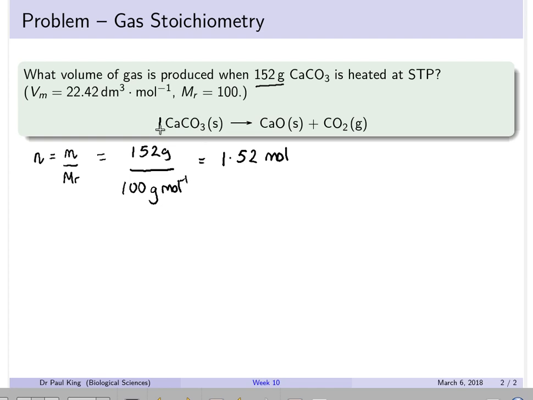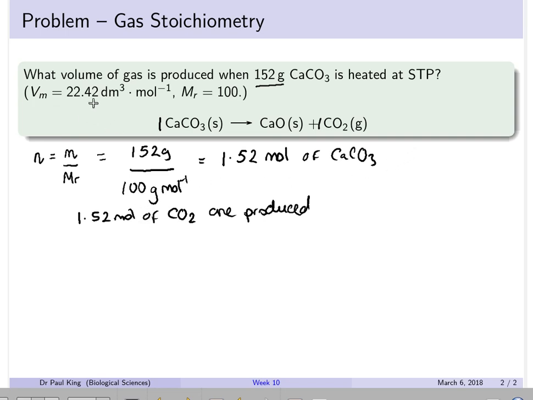Now, as I've already said, 1 mole of calcium carbonate produces 1 mole of carbon dioxide. So if we have 1.52 moles of calcium carbonate, that will produce 1.52 moles of carbon dioxide. Okay, so 1.52 moles of carbon dioxide are produced because the ratio is 1 to 1. So 1.52 moles of calcium carbonate will produce 1.52 moles of carbon dioxide.